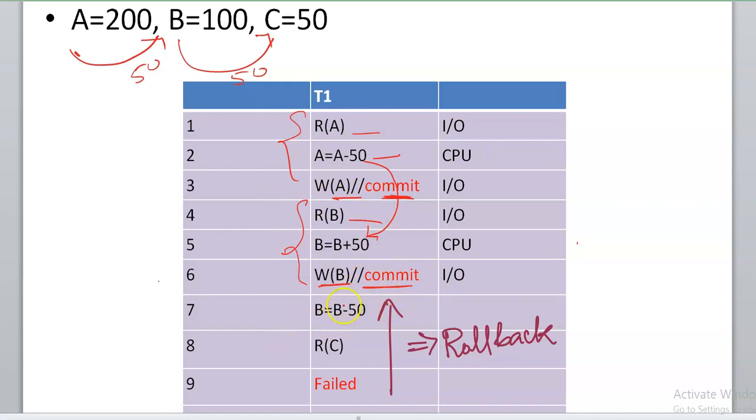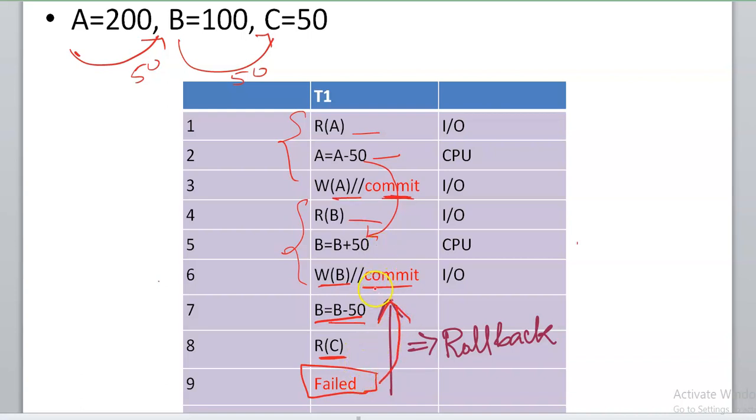Now again ₹50 is being deducted from B, and our aim was to put it into C's account, but as you can see, ₹50 has been deducted, and after reading C, our transaction is prone to some error and it has failed. So what we are supposed to do here is roll back to the previous commit operation.